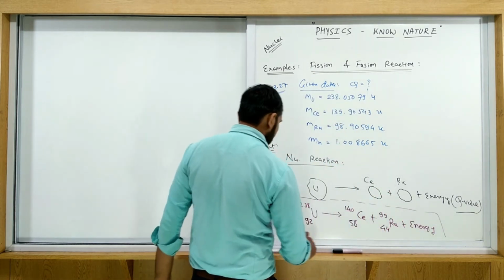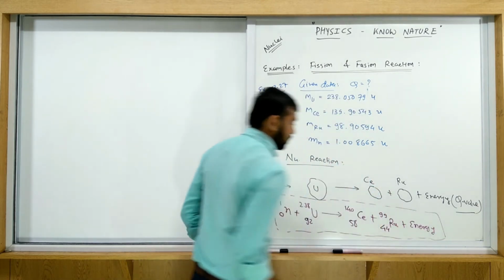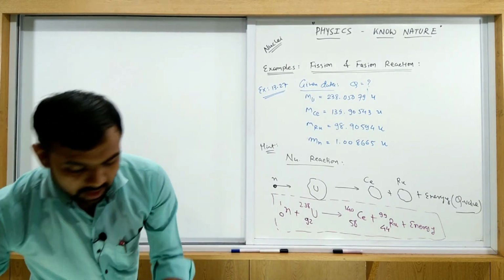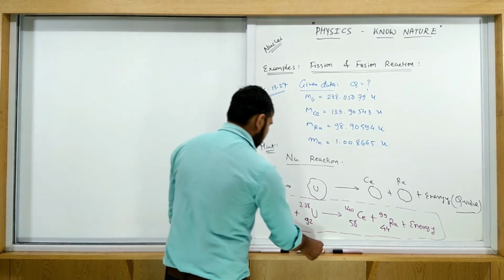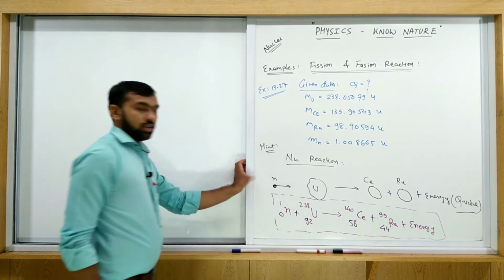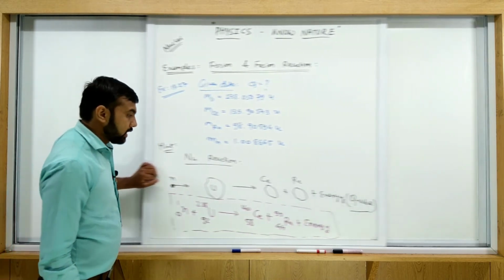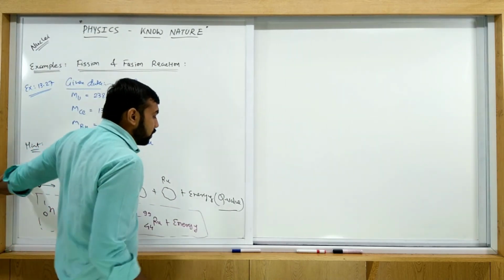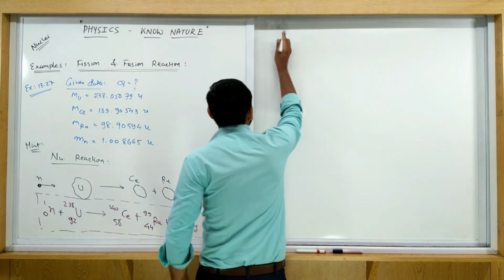This is the nuclear reaction. Now how to get the Q value? This problem is quite easy. Once you get this relation, we can find the Q value easily. So for any nuclear process, what is the Q value?